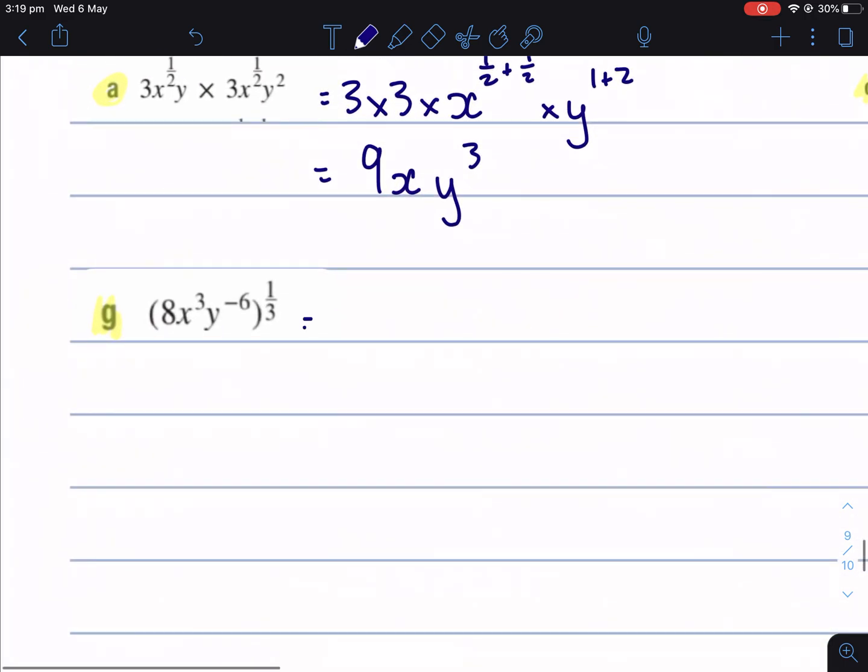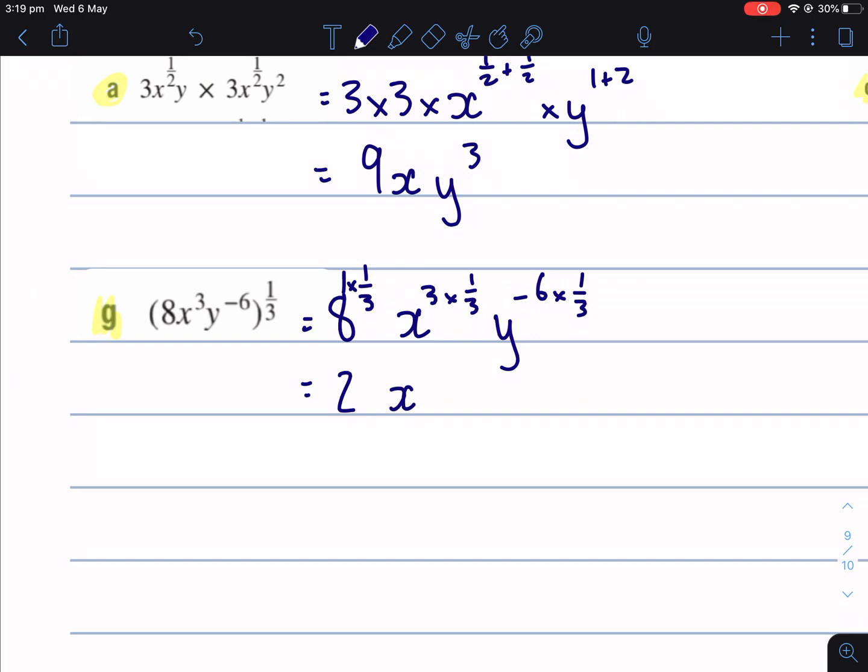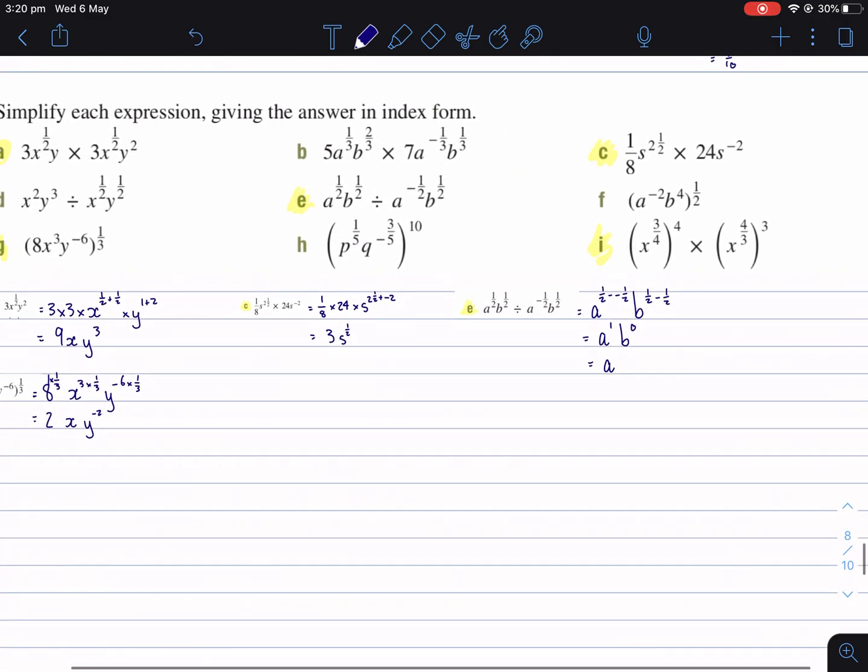All right, now we raise everything to what's outside in the bracket of the bracket. So we've got 8 to the third, x cubed times a third, y to the minus 6 times a third. So we've got 8 to the third. What is the cubed root of 8? It's 2. X to the 3 times a third is 1. Y to the negative 6 times a third, negative 2. Don't bother writing the 1, but we do bother writing the rest of the x. And finally, I.